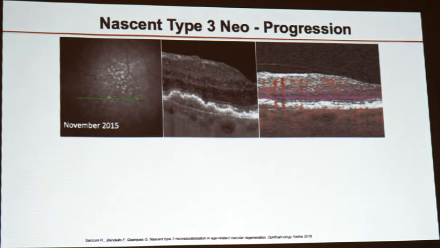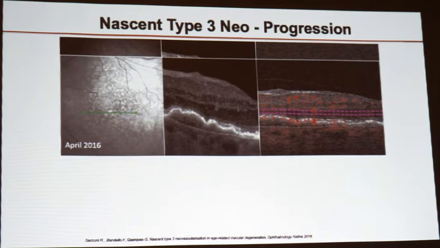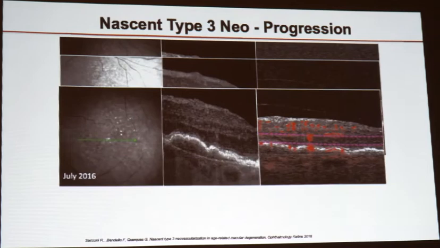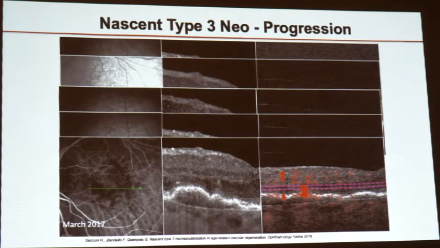And this is the progression of the nascent type 3 neovascularization. You can see that at the baseline there is no abnormal flow. And you can see here the development of a small flow starting from the deep capillary plexus. And you can see the progression during the time going from the deep capillary plexus to the RPE space. And in this time, you can develop exudation. So before this contact between the neovascularization and the RPE, you don't usually have exudation, but you need to follow your patient because probably this kind of lesion could become exudative.